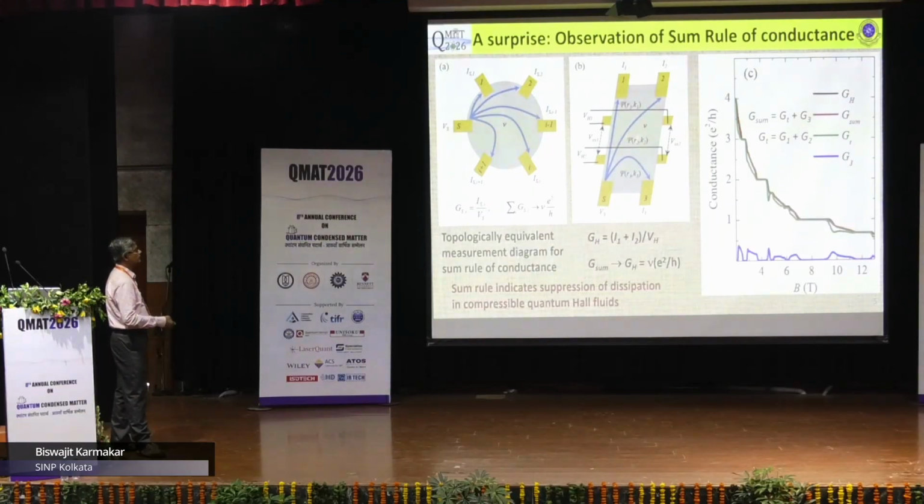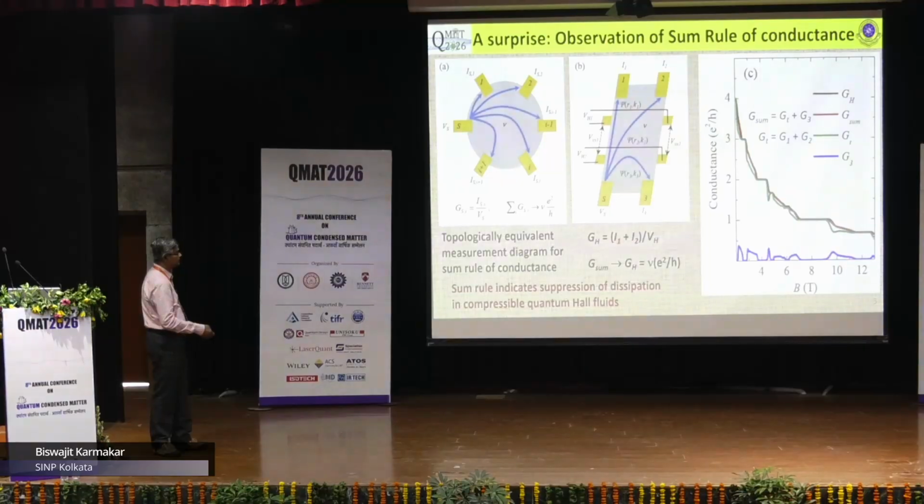This is the topologically equivalent diagram. It has the same source and three contacts, and we measure current and measure G1, G2, G3 from these contacts. I1 plus I2 is the transmitted current, and this current divided by the Hall voltage is my Hall conductance. Whatever we can measure directly from the experiment, and from the sum G1 plus G2 plus G3 we get the G sum, and then we can compare. So, this is the plot.